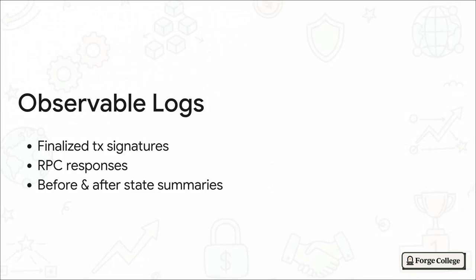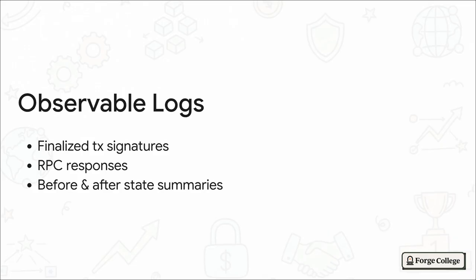Your runnable examples must print out concrete, human-readable diagnostics to the console. We want to see finalized transaction signatures, the RPC responses, and crucially, a clear summary table showing the before and after token balances. If I deposit 100 tokens, the log better clearly show my balance dropping by 100 and my protocol position increasing.